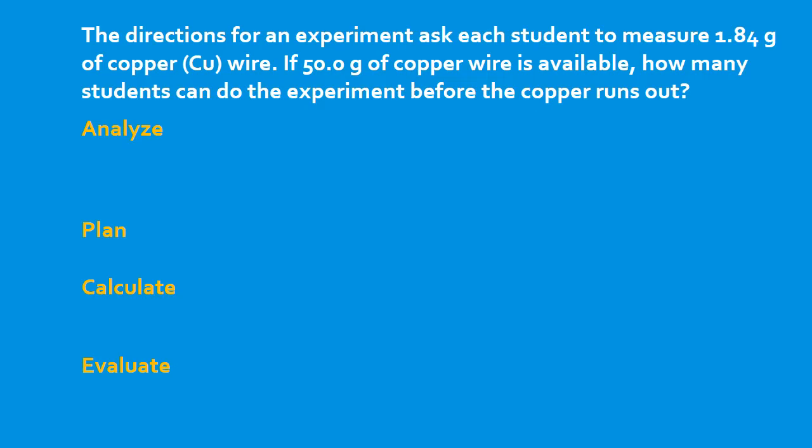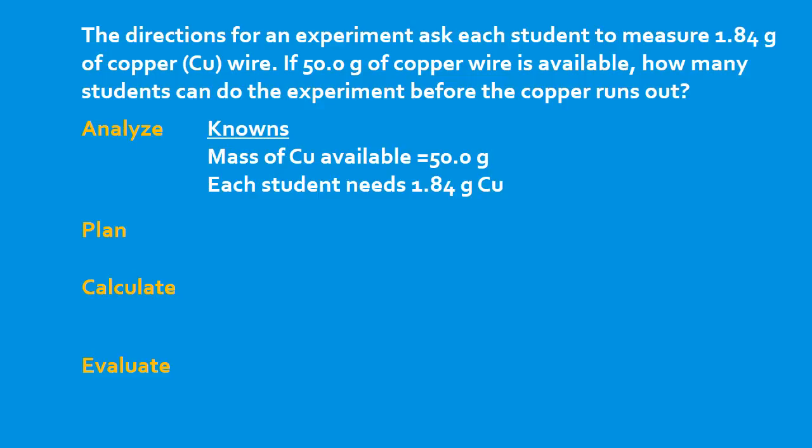In this one, the directions for an experiment ask each student to measure 1.84 grams of copper wire. If 50.0 grams of copper wire is available, how many students can do the experiment before the copper runs out? So let's analyze. Look at our knowns. We're given the mass of copper available, and we know how many grams of copper each student will need. The unknown would be the number of students that can perform this experiment before we run out of copper.